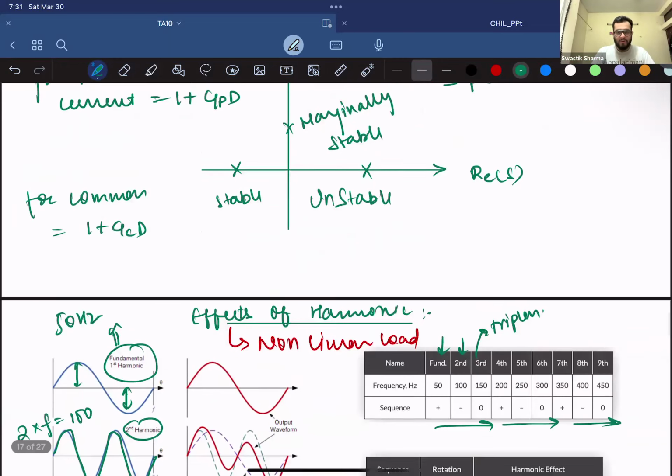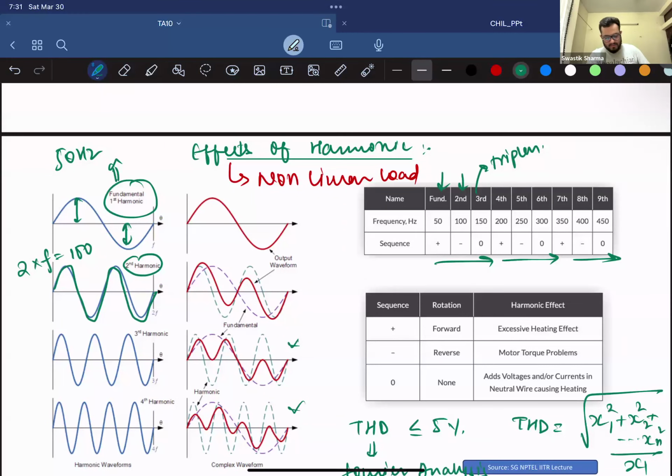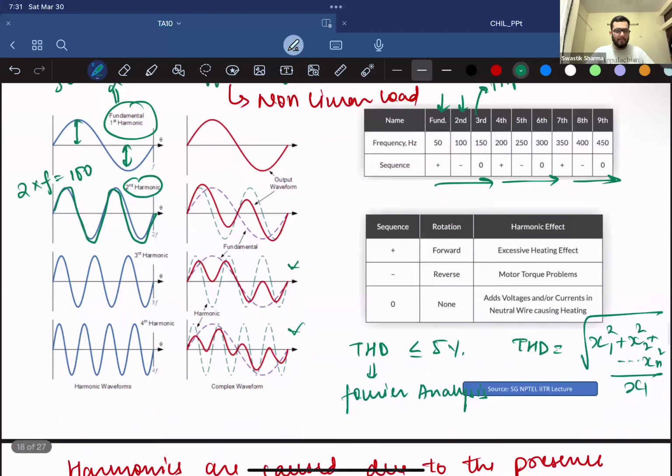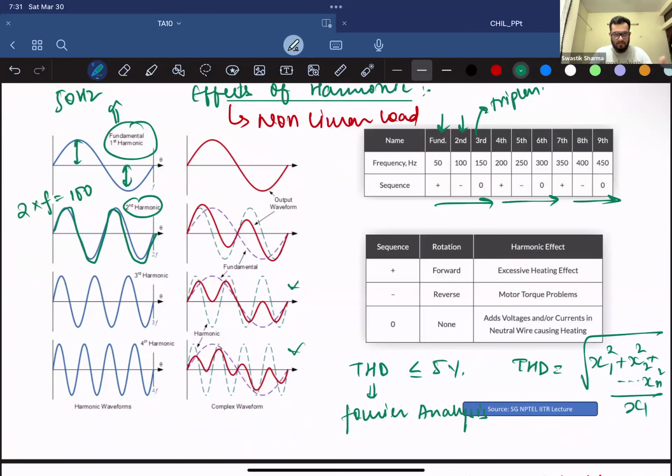Then we talked about effects of harmonics. What are harmonics? How do they affect the system? They are usually the byproduct of using nonlinear loads, and they are of three types. One is the positive sequence harmonics, which are 1, 4, 7, in additions of three. Then you have negative sequence harmonics, which are 2, 5, and 8, and you have triplen harmonics, which are zero sequence, and all of them have different harmonic effects.